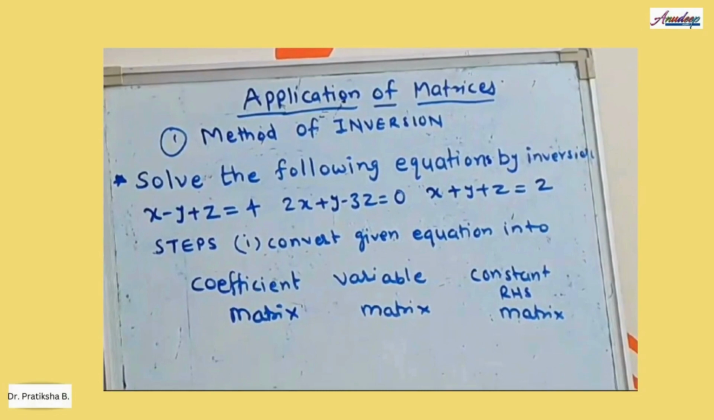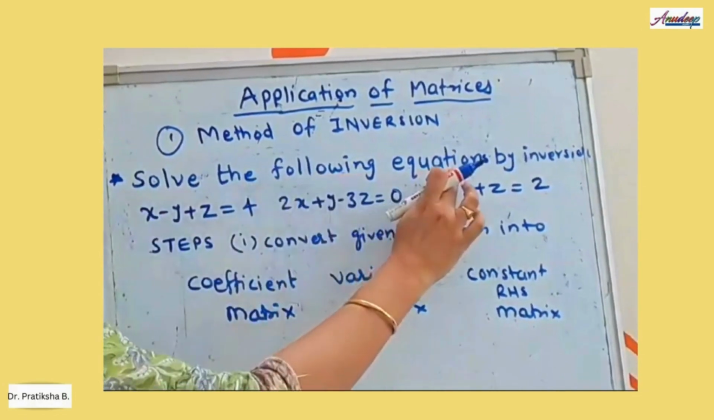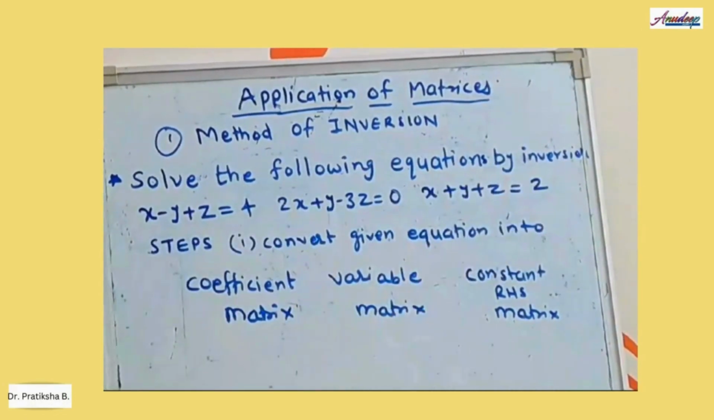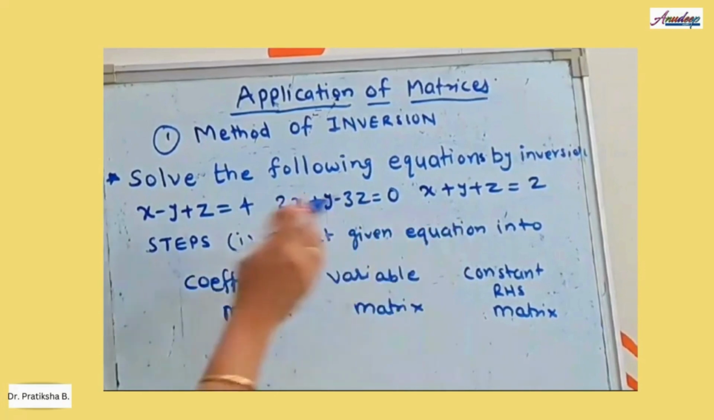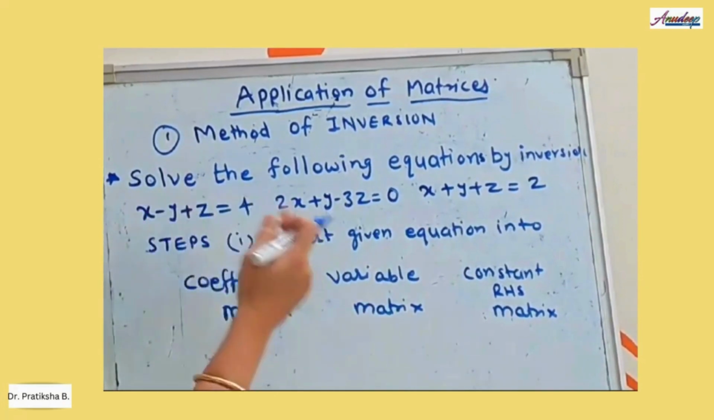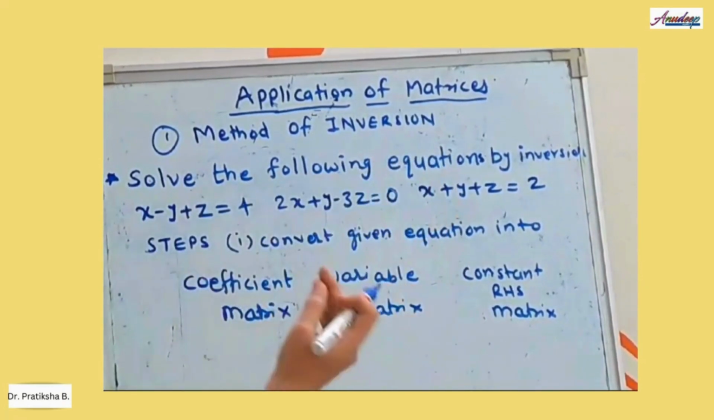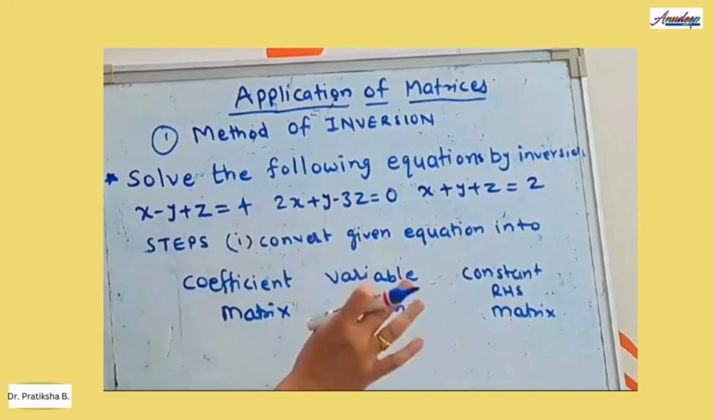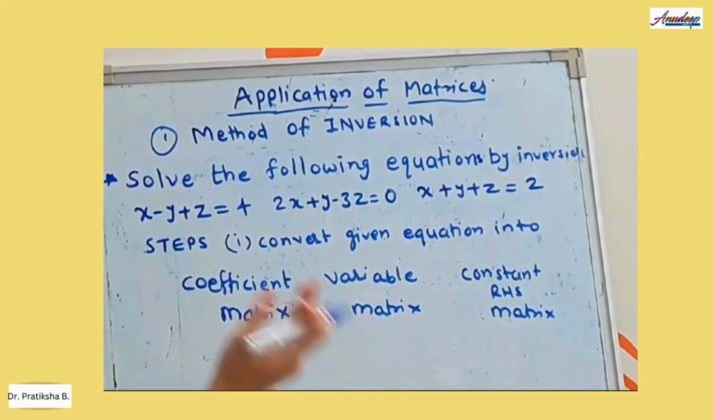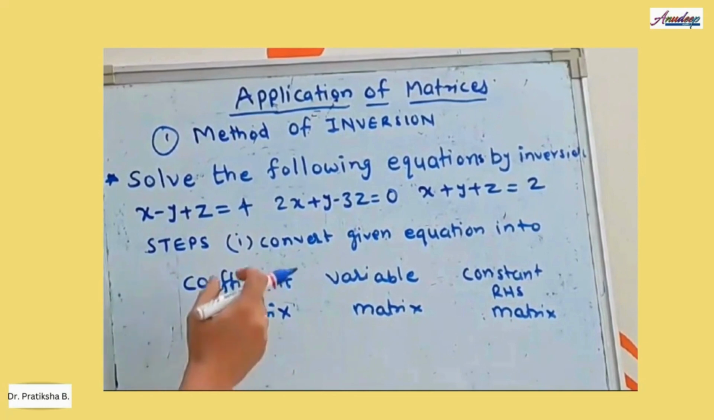Now let us solve this problem. We have been asked to solve the following equations by the inversion method. So using the matrix inversion method, we are going to simplify the equation. When we want to get the solution for the equation, it means we need to identify the values of x, y and z. So that is our job. To proceed, we need to follow certain steps.